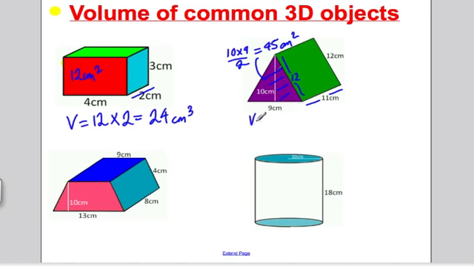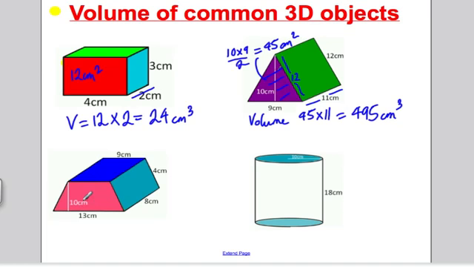So to work out the volume, you simply do 45 multiplied by 11, and you get 495, and the unit, centimeters cubed.